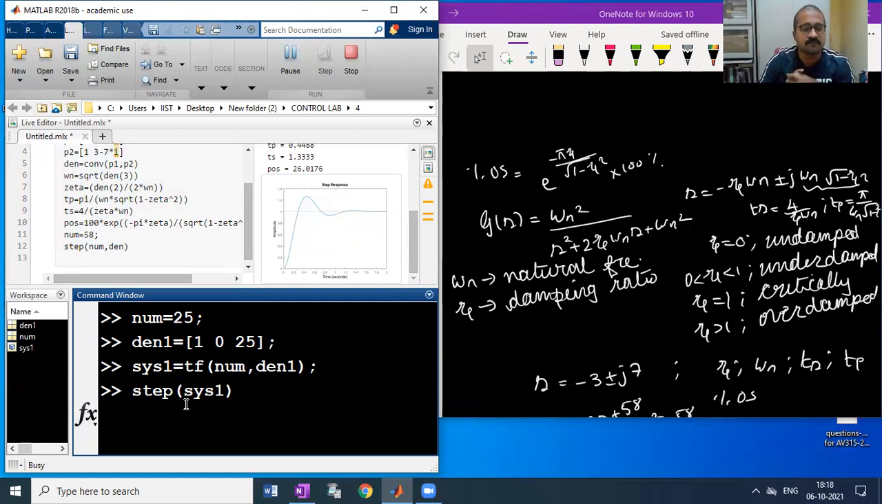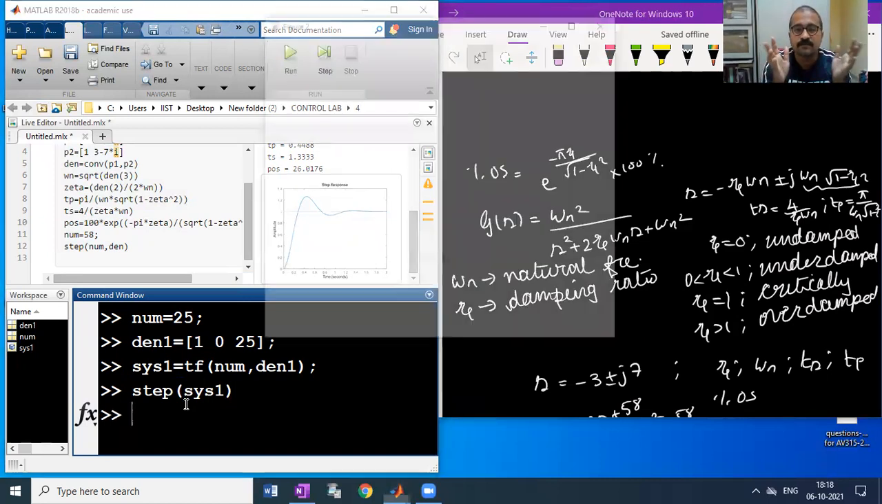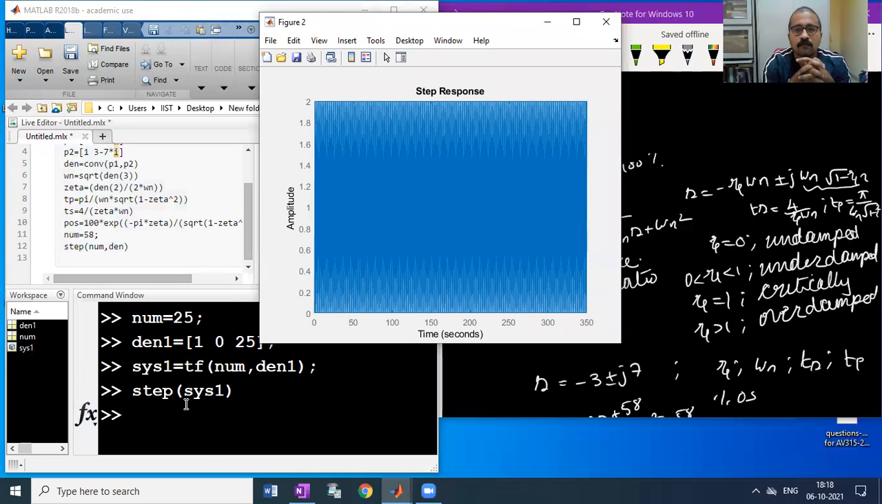Step of sys1. So this command, step, gives the unit step response. Here the time scale is up to 350 seconds, which is why it is appearing too crowded. If you want, you can limit the time. Say, let me define the time. I want to see the plot for 4 seconds only.